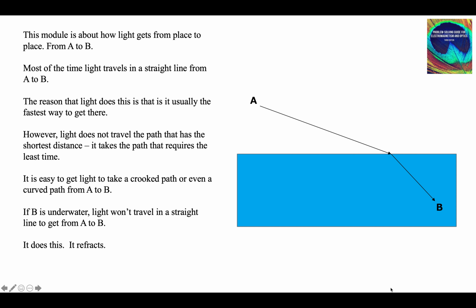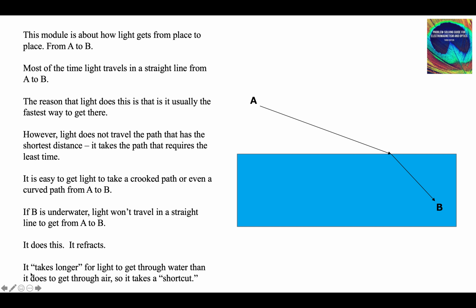It refracts like that. It takes a longer distance because the time is shorter. That's the shortest time from A to B. That path is the shortest time from A to B for light. It takes longer for light to get through the water than it does to get through the air. So it takes a shortcut in time, not in distance. This distance is certainly greater than the straight line distance, but the time is shorter.